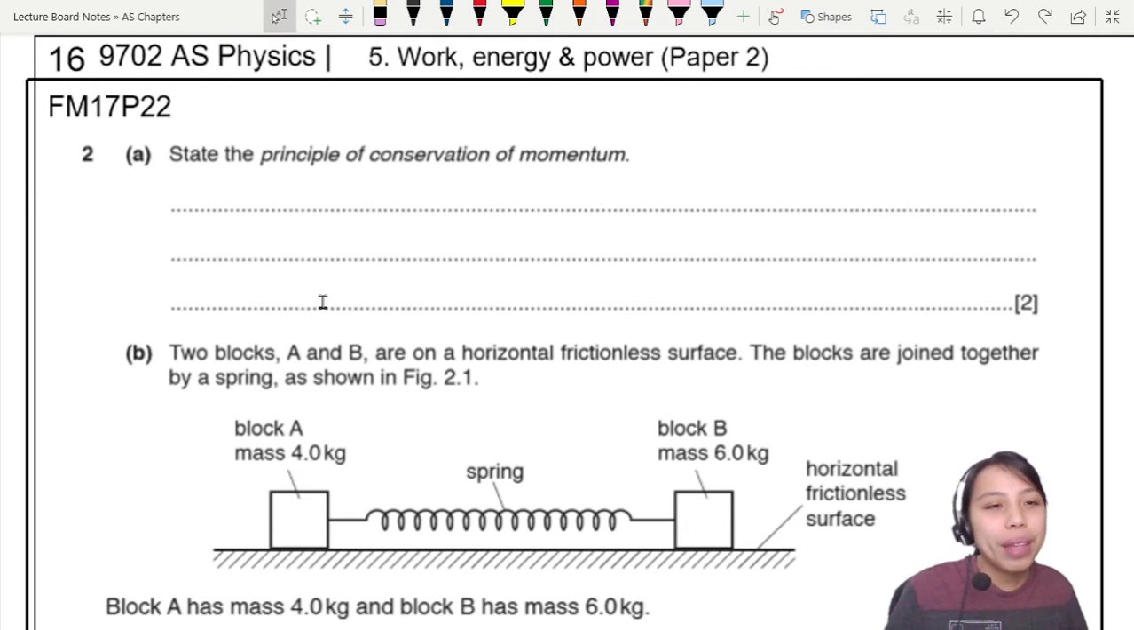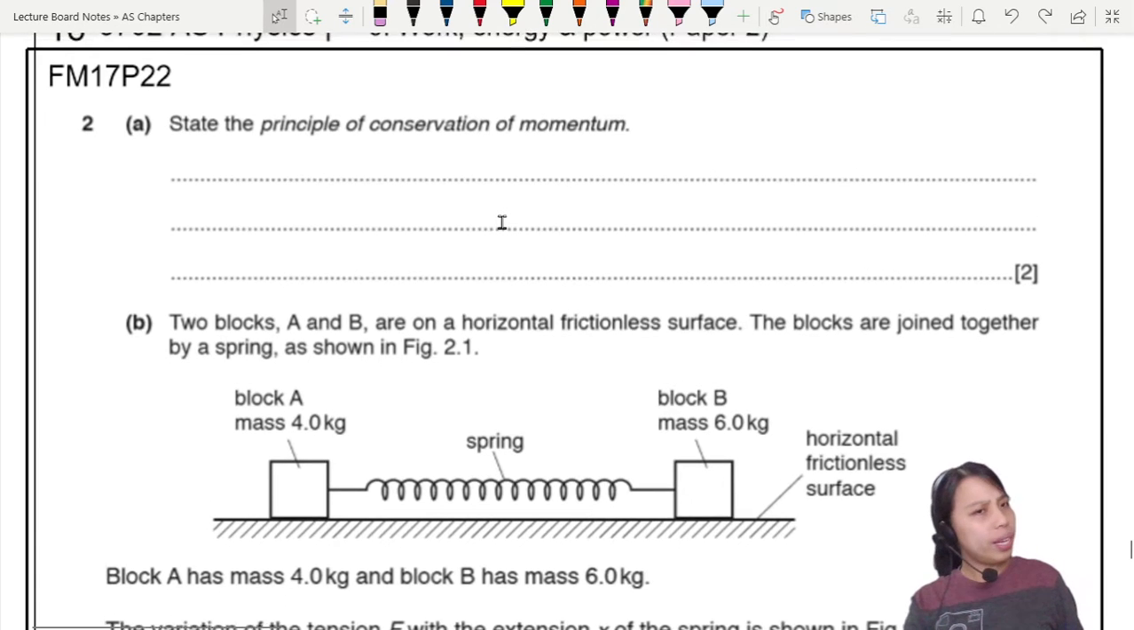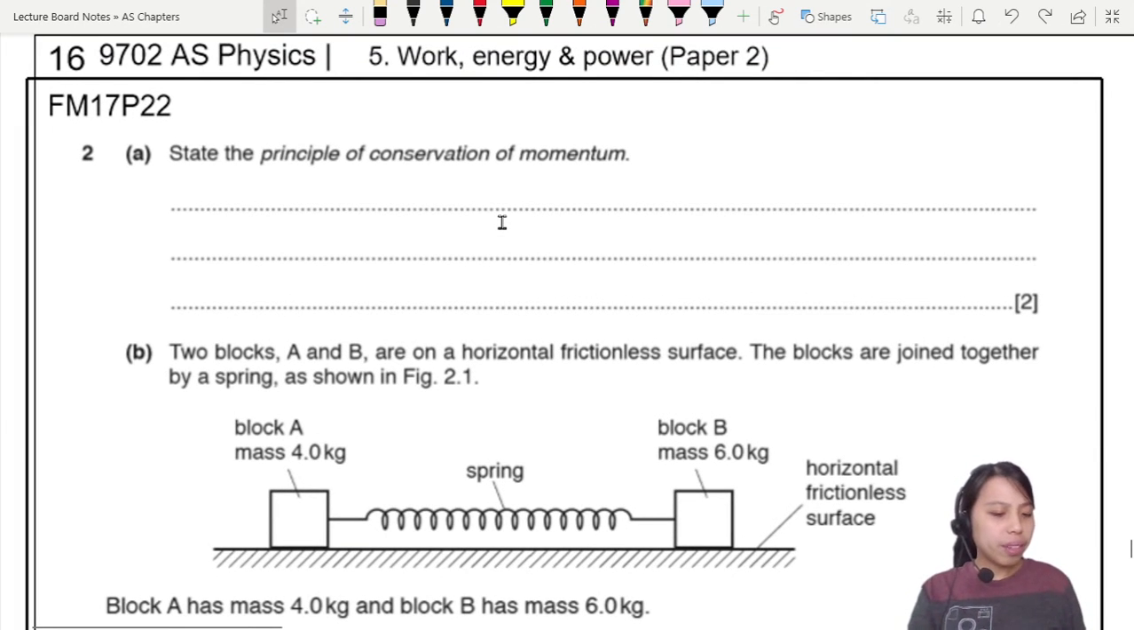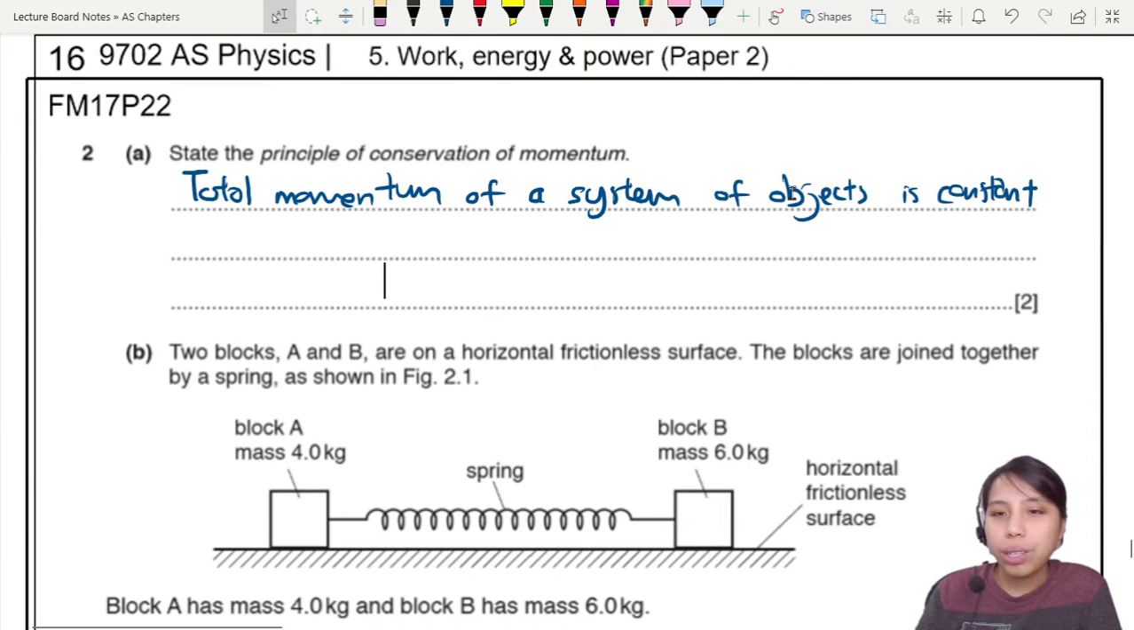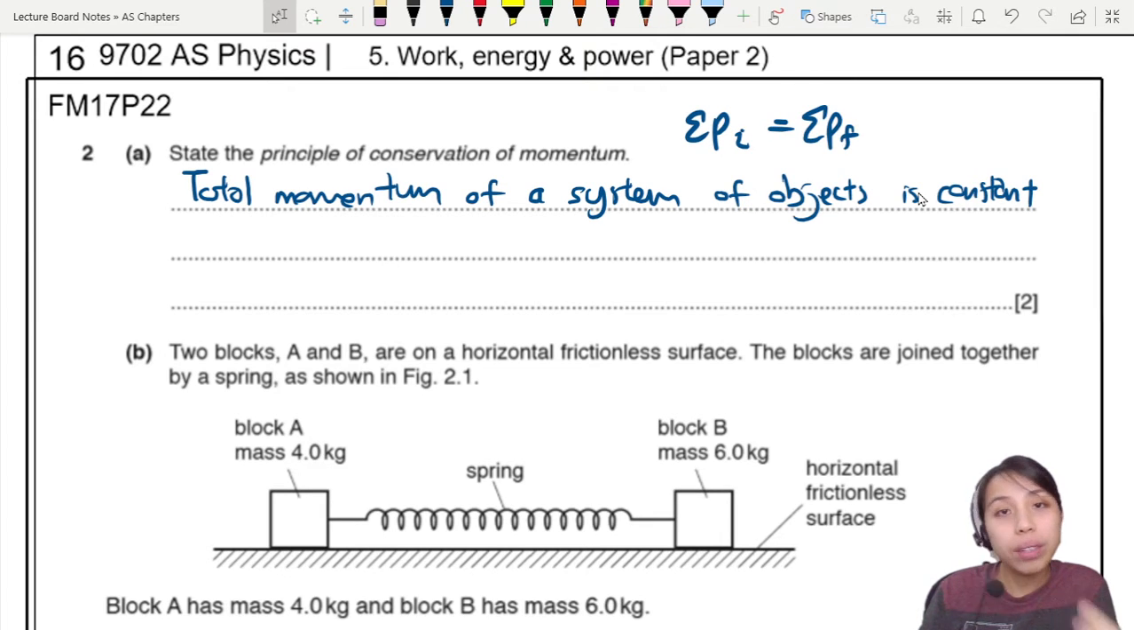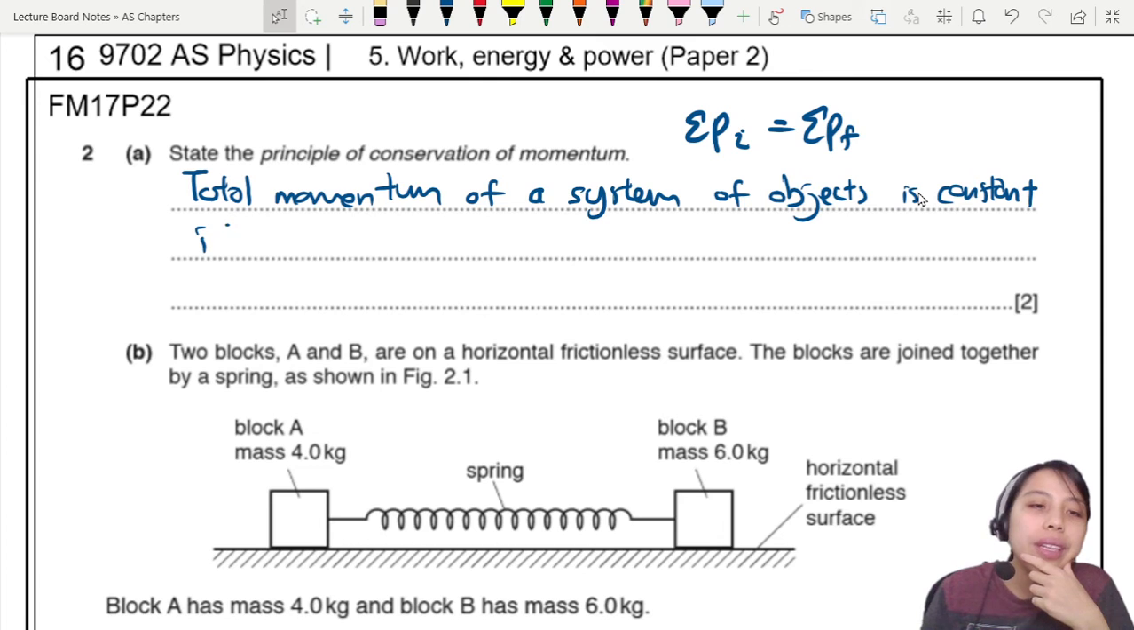So what we have here, FM17 P22, state the principle of conservation of momentum. Well, isn't this a work energy power kind of chapter? Yes, but they can combine other topics inside also. So conservation of momentum, what is it? Initial equals to final momentum. So we are going to say the total momentum of a system is constant, or in other words, I can say the total momentum initial equals to the total momentum final. That's also acceptable. It's constant if the system is isolated.